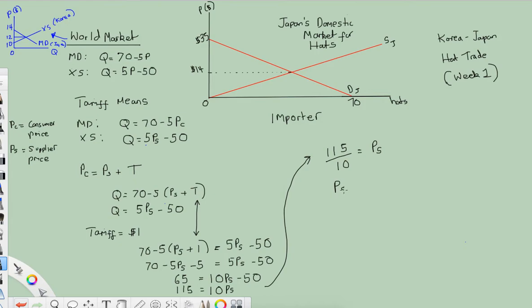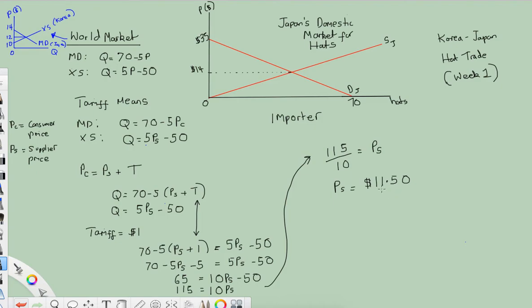So PS is equal to $11.50. And so in the free trade situation, the Korean hat suppliers were getting $12 a hat, but because this is a large country, part of the tariff, the $1 tariff, was forced back onto the Korean suppliers, so they only get $11.50 a hat now.